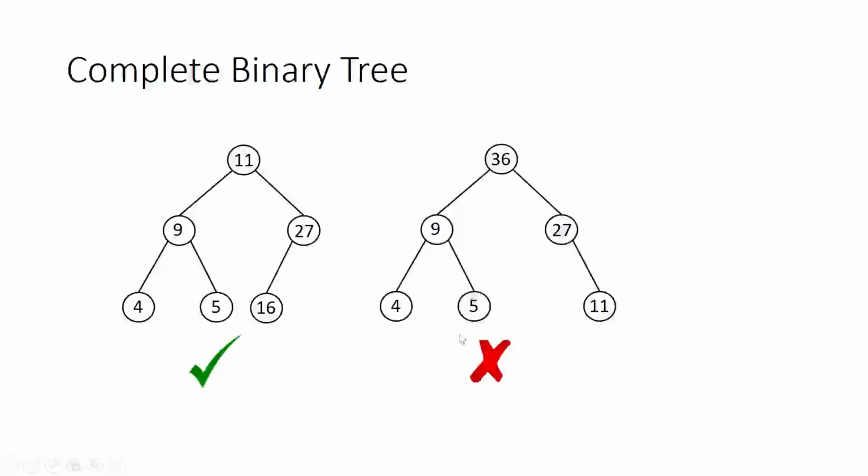So I already specified about the complete binary tree. Now if you see here, 27 has a left child but no right child, so it is a complete binary tree. The rest all have either 0 child nodes or 2 child nodes. And if you see this particular tree structure, it does not have a left child but it has a right child. So it is not a complete binary tree.